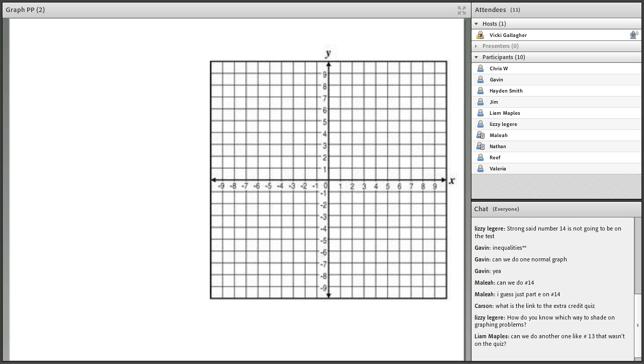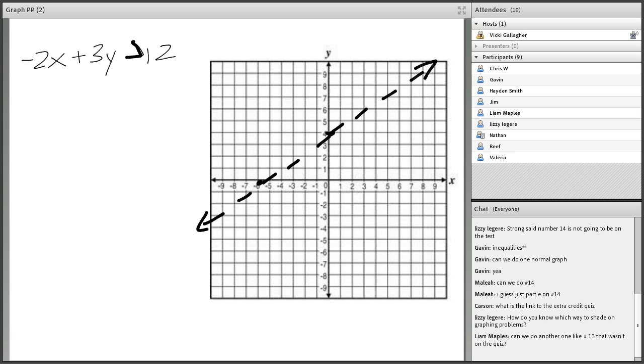Before we do that, let me just really quickly show you how to figure out where to shade. I'm just going to do a single equation. On this one, I would graph at the -6 for the x and the +4 for the y. This is a dotted line because it's just a greater than, it's not a greater than or equal to. So dotted line like this.